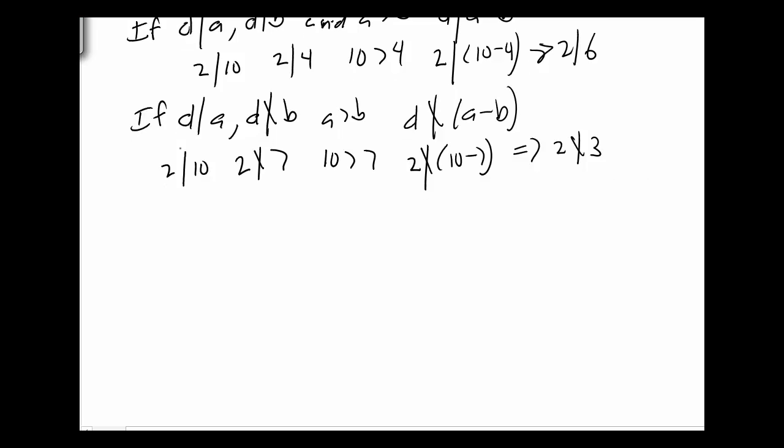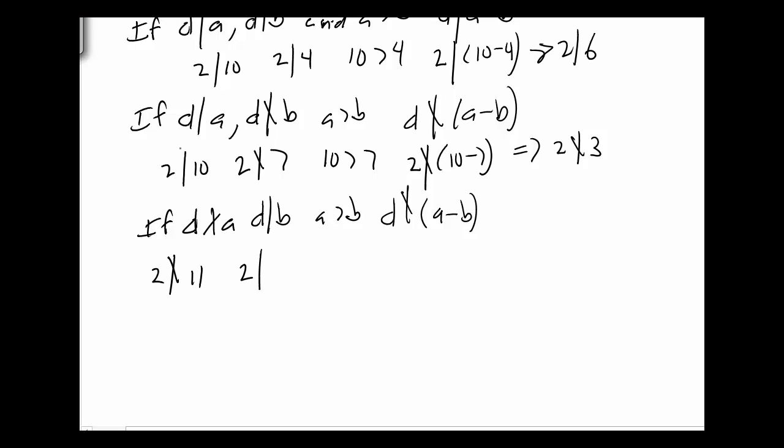All right, one more. So if d does not go into a, d does go into b, and a is bigger than b, then d would not go into the difference. Very similar in the wording. We're simply saying the bigger number doesn't go into the bigger number. So 2 does not go into 11. However, 2 does go into 6. And 11 is clearly bigger than 6. So what that says is if I take the difference, 2 would not go into, in this case, 5. So it is a true statement. So if it doesn't go into one of the numbers, it's not going to go into the sum or difference of the two numbers.